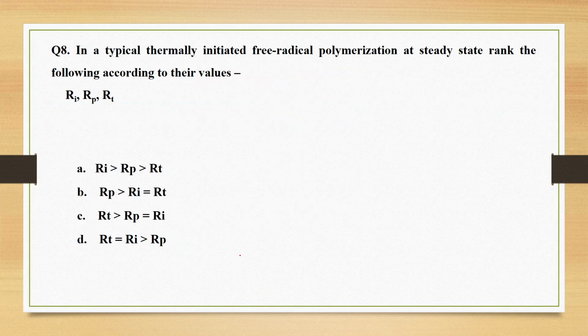Okay, so this is the next question. Let us look into that. It states that in a typical thermally initiated free radical polymerization at steady state, rank the following according to their values. That is rate of initiation, rate of polymerization, and rate of termination. So what would be the answer? This is a very easy question as well. Others also please try to answer.